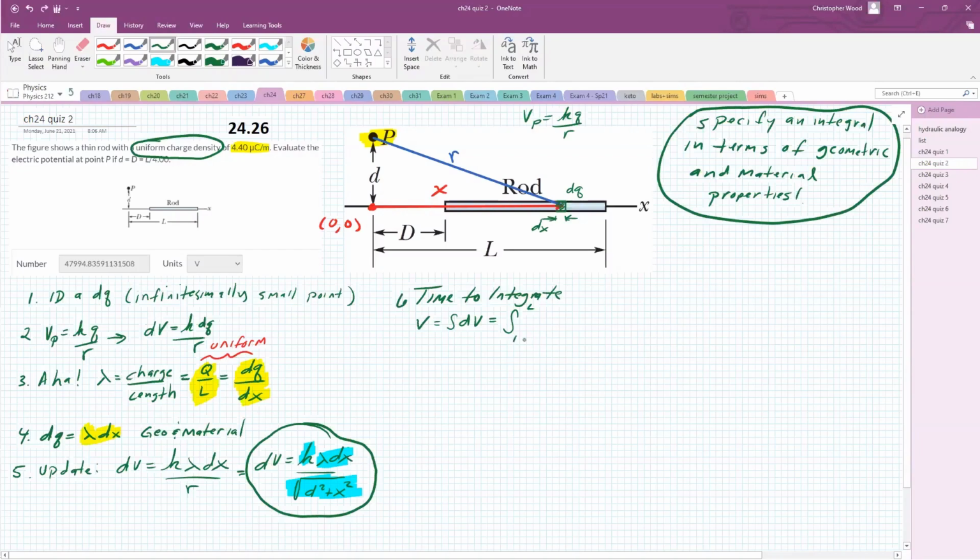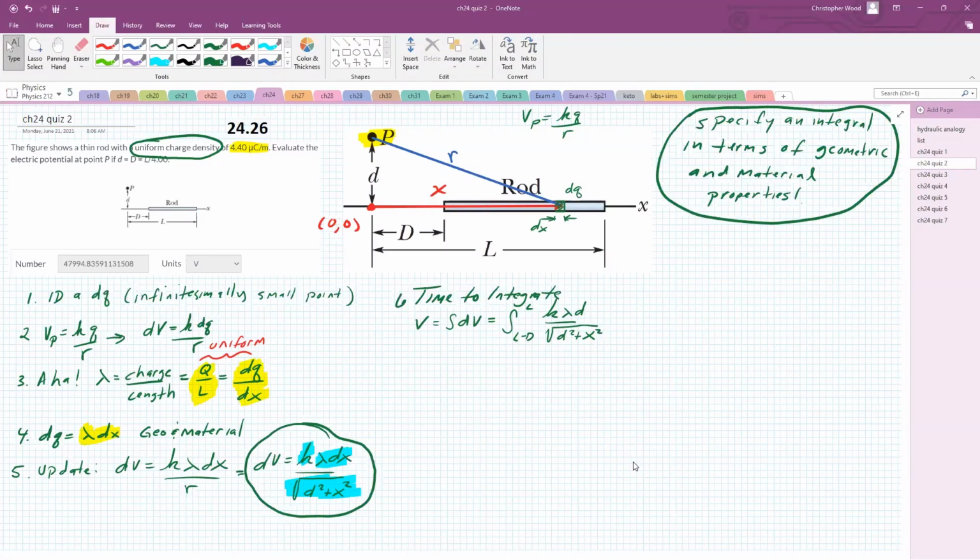Actually, that's not right. L to L minus D. Big difference. Okay. So K lambda dx over square root of d squared plus x squared. Okay. So you can integrate that, or what you'll see with exam 2 is a table of integrals. Let me show you what that's going to look like.